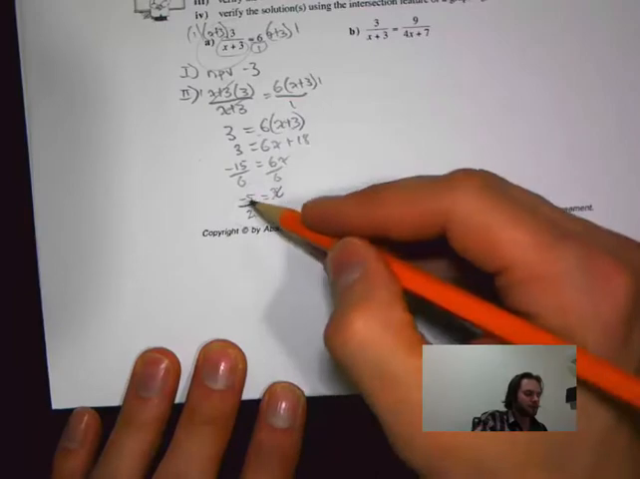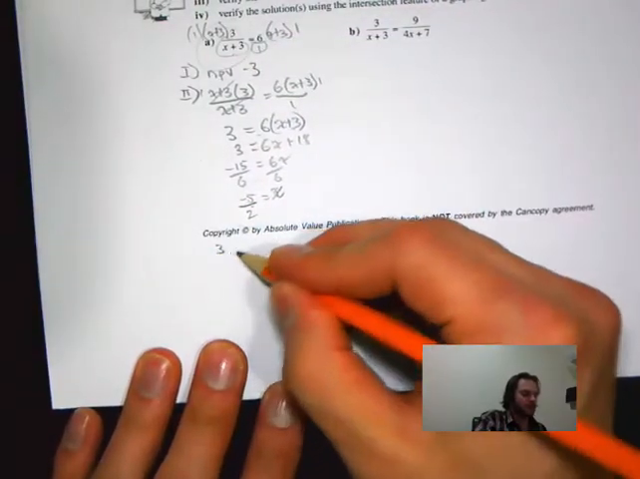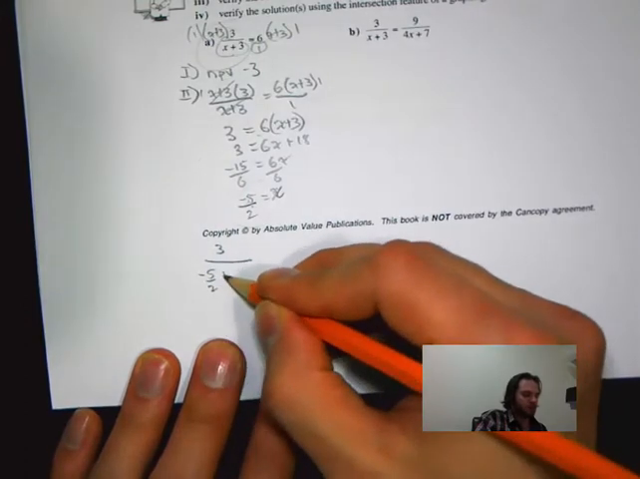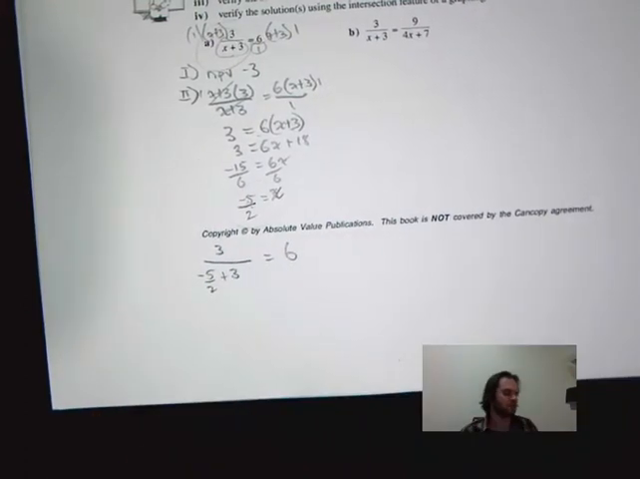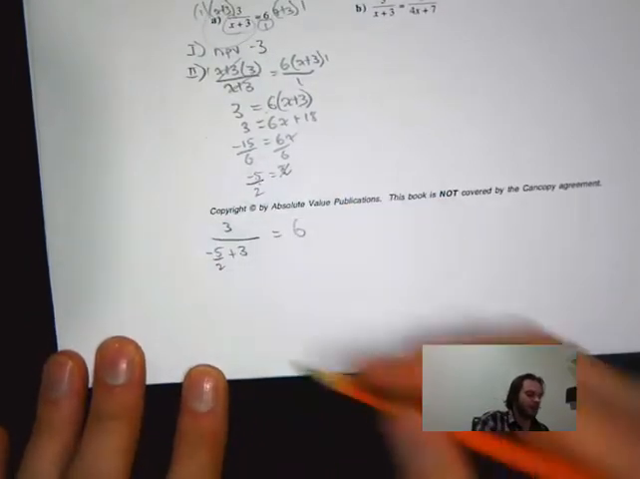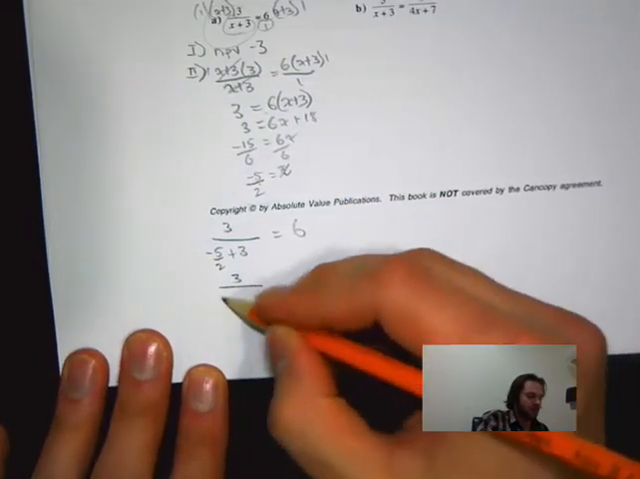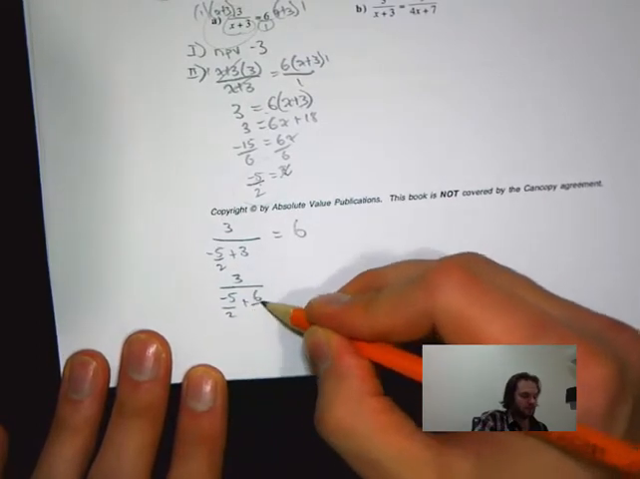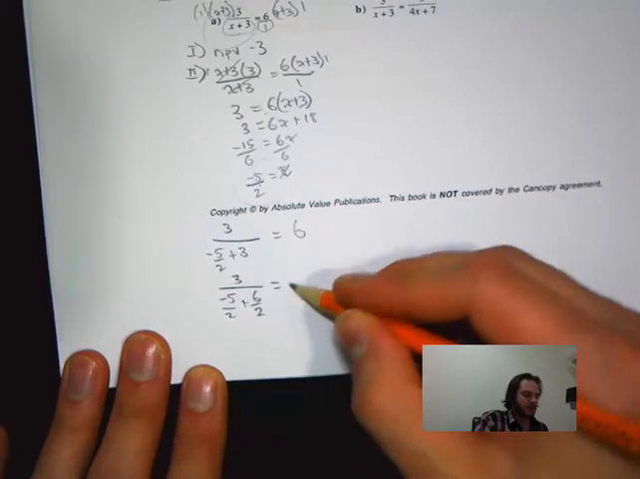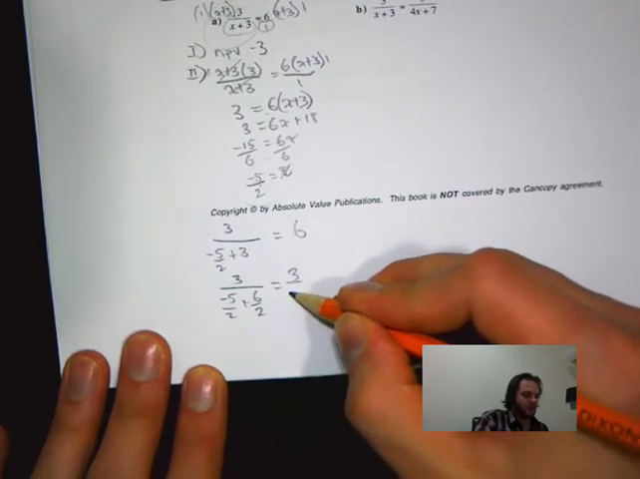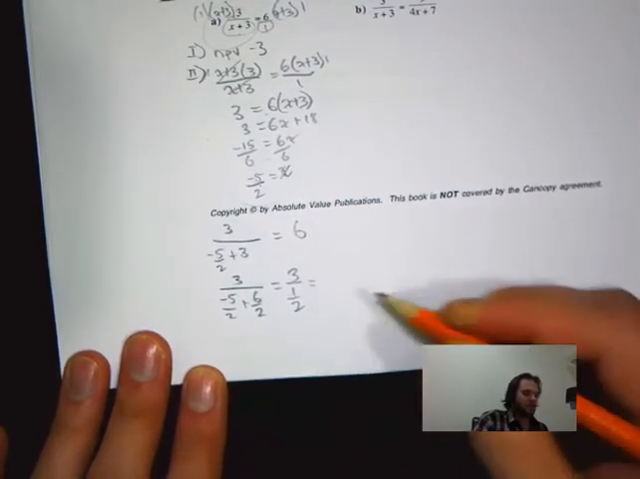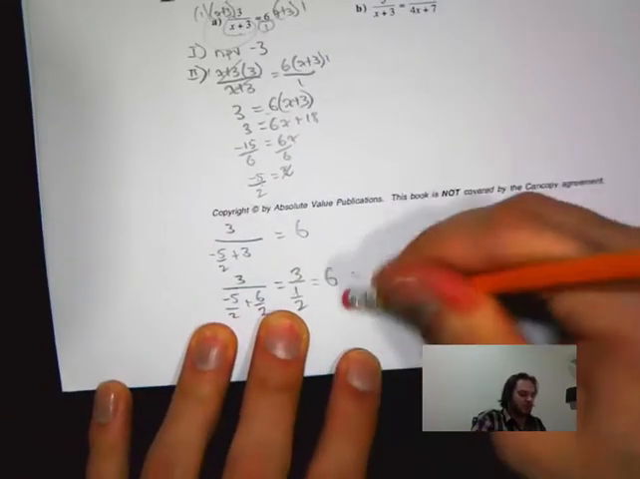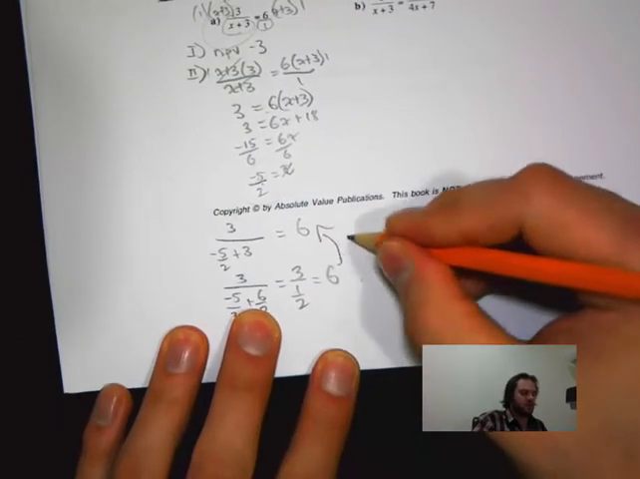Now it wants us to verify the solutions algebraically. So I'm going to just put in negative 5 over 2 for x. So we have 3 all over negative 5 over 2 plus 3, is that equal to 6? So I'm just going to add it myself. That's 3 all over negative 5 over 2 plus 6 over 2, which is the same thing as 3 all over 1 over 2, which gives me the same thing as 6, which is equal to this 6, so that's correct.